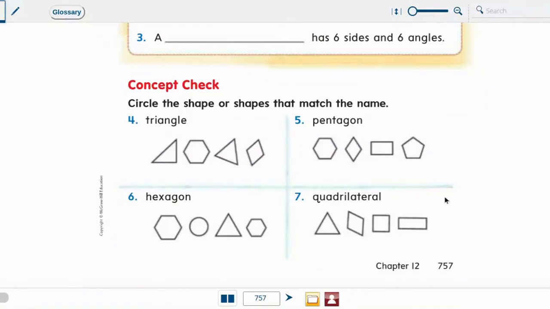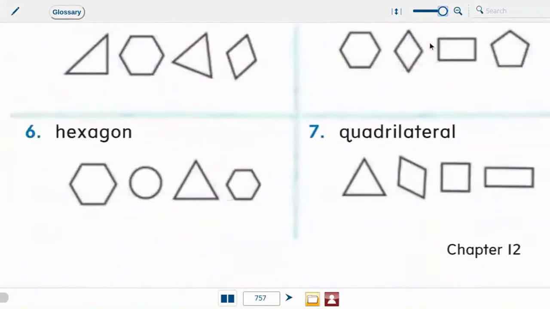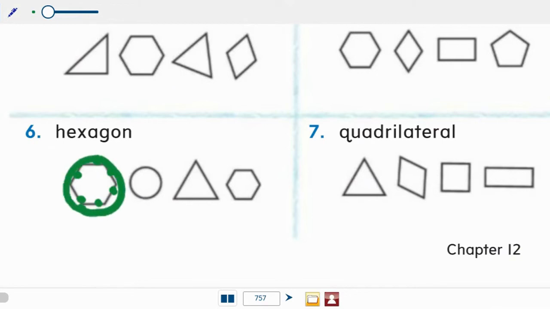Number six says a hexagon. Now, if you'll remember, hexagon means that it is a six-sided shape. So I'm going to go ahead and zoom in just a little bit more. Sorry. All right. So for number six, we're looking for six-sided shapes. So let's count them up. We got one. Oops. There we go. One, two, three, four, five, and six. All right, so that checks out.